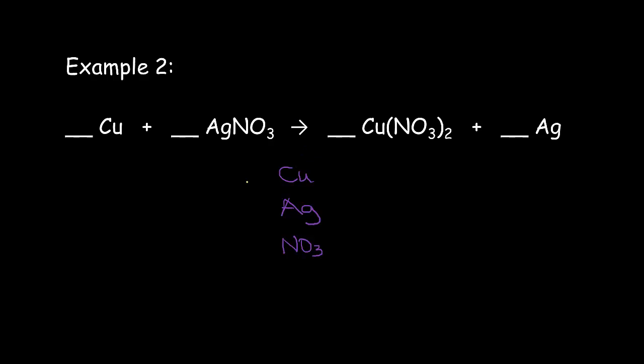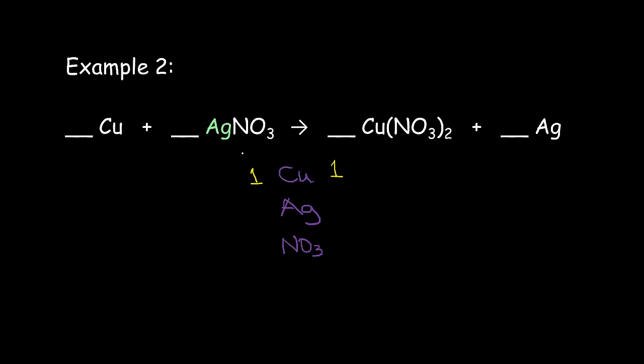All right, now let's start balancing. Copper, on our reactant side, we have 1. On our product side, we have 1. This 2 right here is representing the NO3. It's saying that there are 2 NO3s. It's not representing the copper. There is an implied 1 subscript down here. So we have 1 copper.